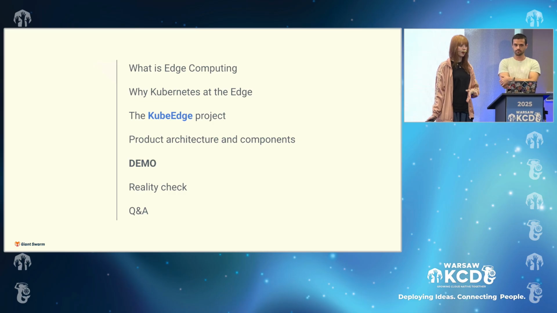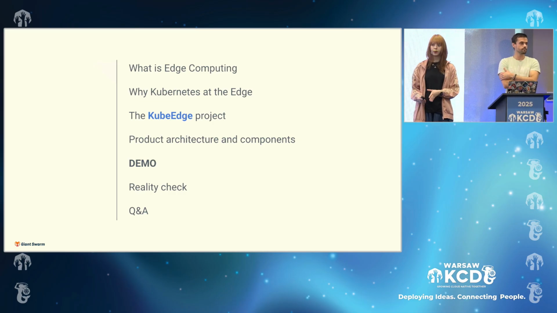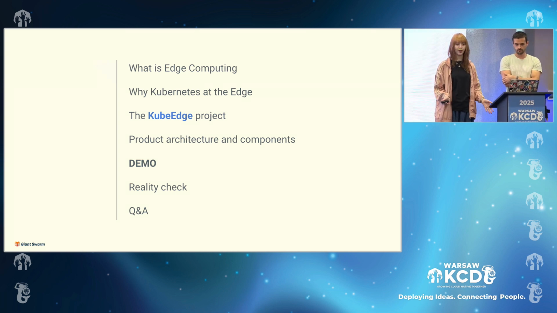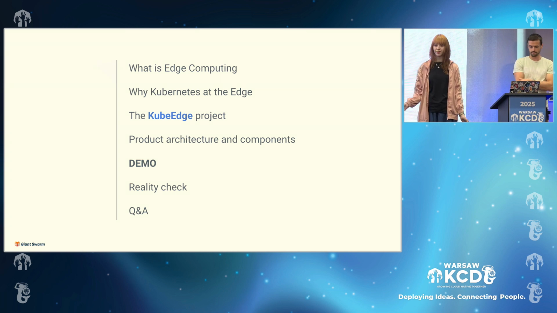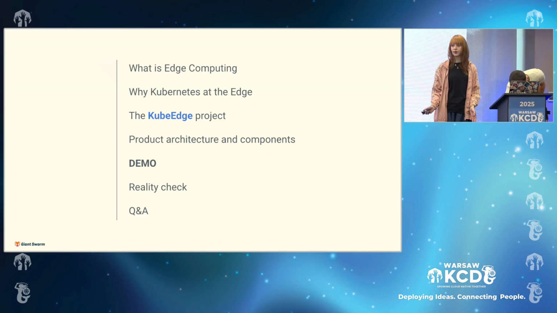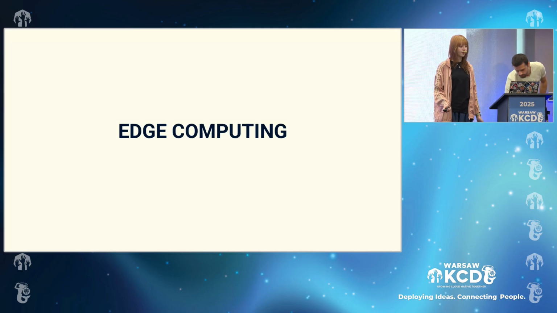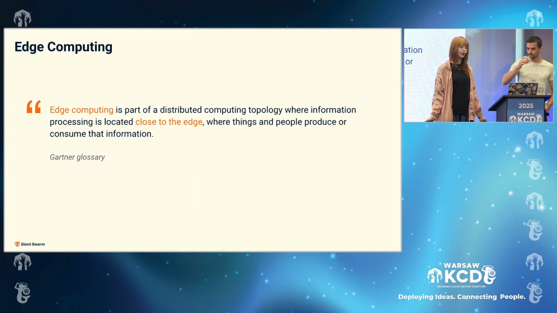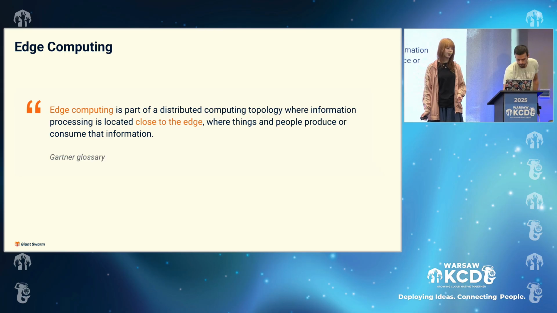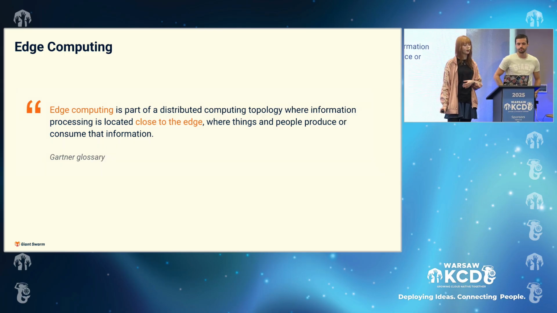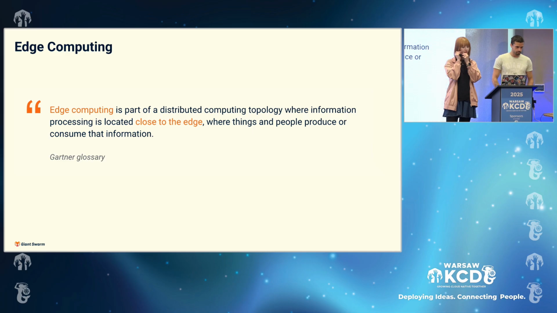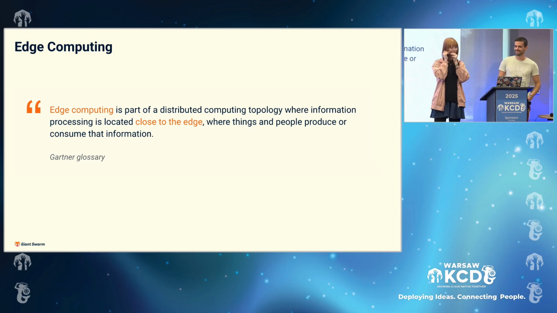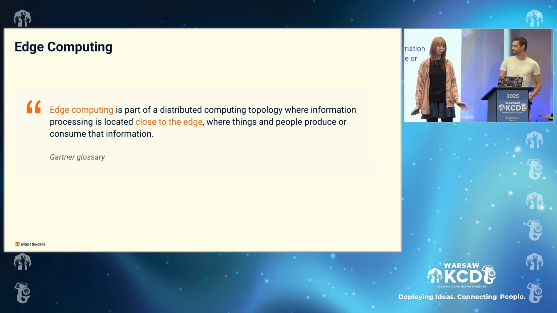So at the end of the demo, we want to anchor it a little bit into the real world, how it compares to an actual industrial setup, and then hopefully we can have a discussion at the end. So edge computing, what is that? According to Gartner's glossary, edge computing is part of a distributed computing topology where information processing is located close to the edge, where things and people produce or consume that information.